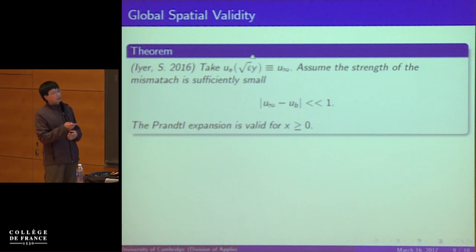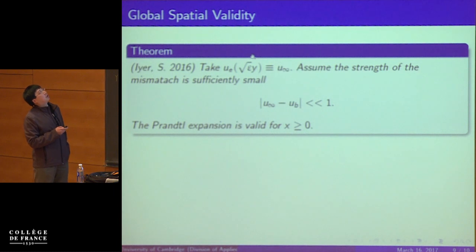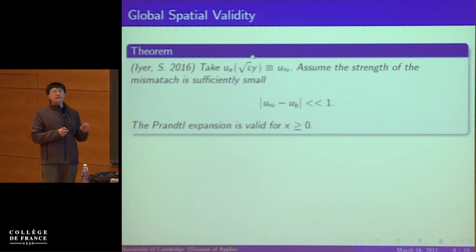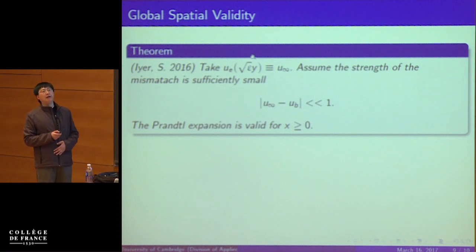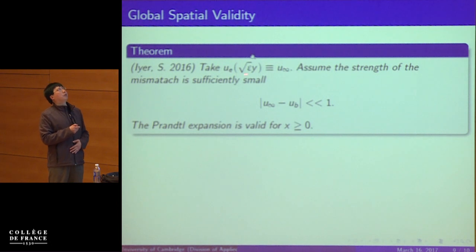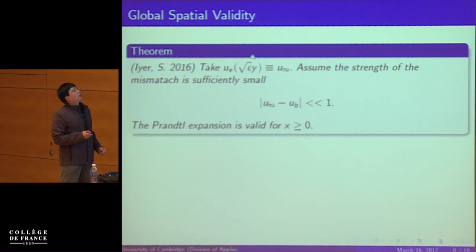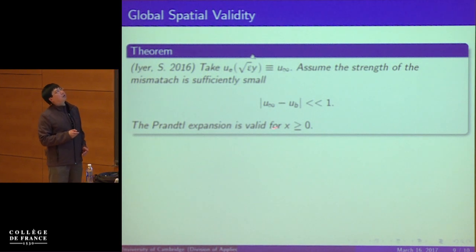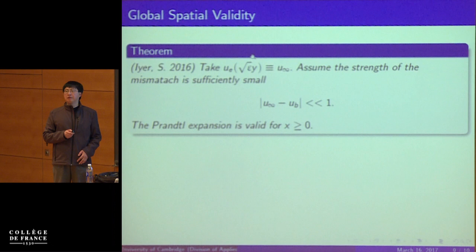Nonetheless, Sameer Iyer could show the following. Let's assume the Euler flow is just a constant. This is a technical assumption. I think you can be more general, but for boundary layers most people just take this constant, as long as it is different from the Navier-Stokes flow. Then assume that the mismatch is small. Then the Prandtl layer is indeed valid globally in x. So there is no detachment. You cannot have a detachment forever.